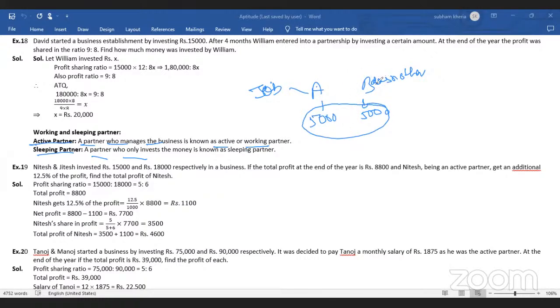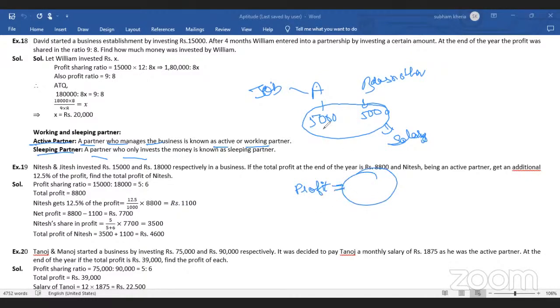Now B is looking after the business, so B will get a salary for it. Salary or compensation, anything you can say. Are you getting the point? A and B both invested, but A is saying I cannot look after it, you have to look after it. So B is saying, okay, if I'm going to spend my time also, I need some salary. Now what will happen is that after the end of a year, you will get some profit.